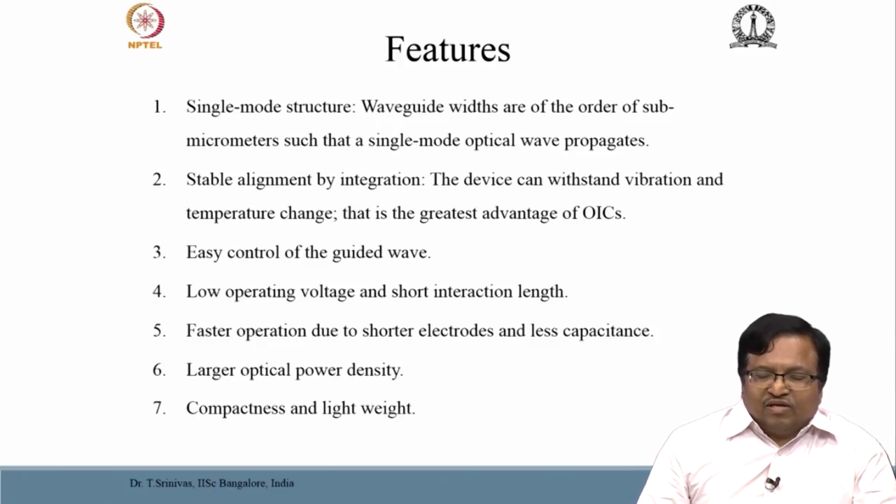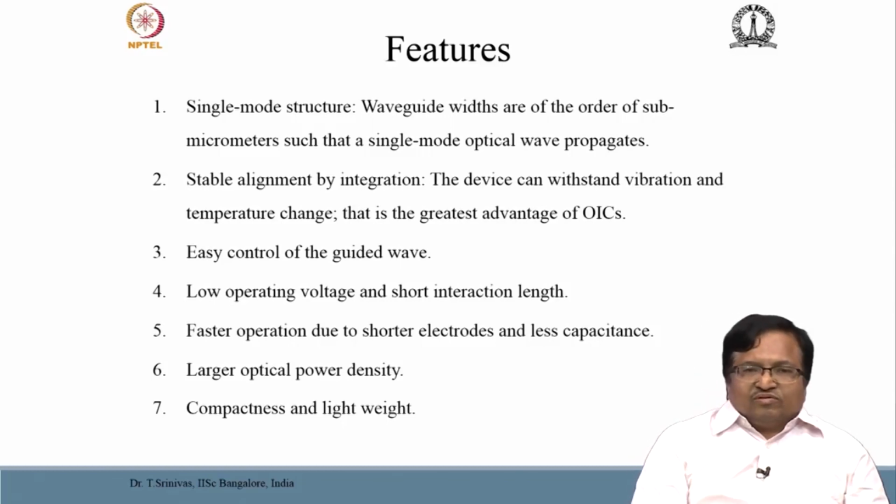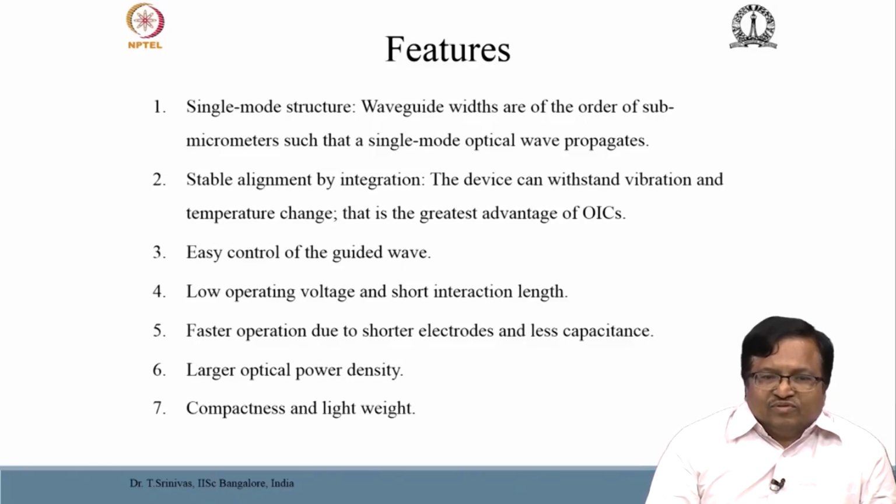So, another important advantage, compared to the bulk devices, is low operating voltages and short interaction lengths. These are because the wavelengths involved and the dimensions of the devices are very small. So, for example, the spacing between the waveguides is very small. So, you can have very low voltages for control operations, and also faster operation is possible due to the small spacing between the electrodes and less capacitive effects.